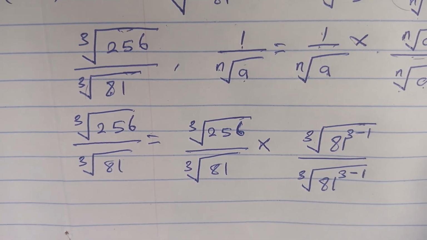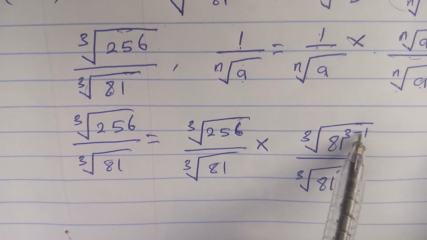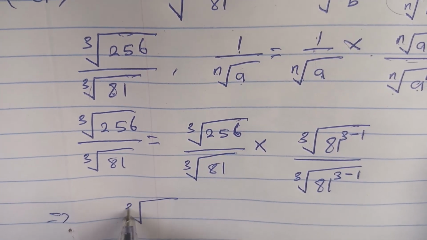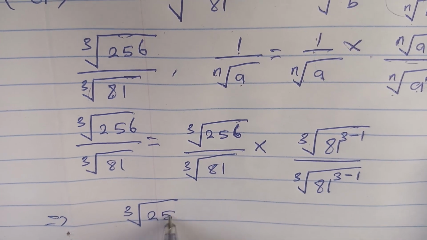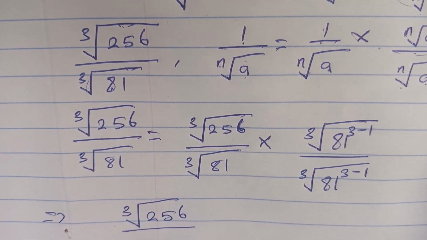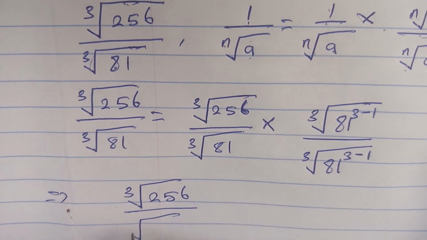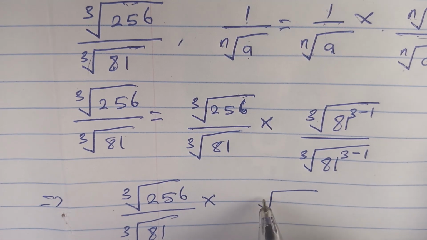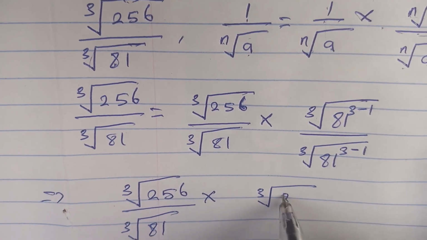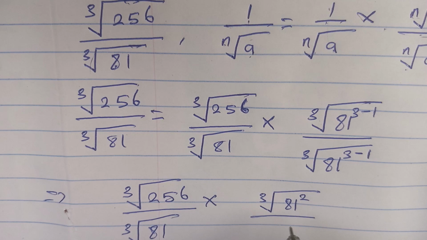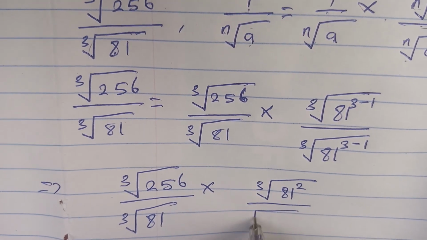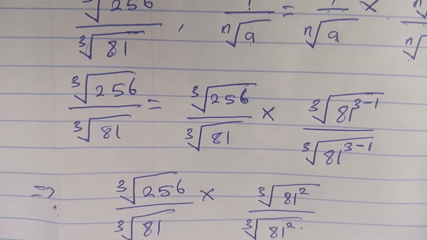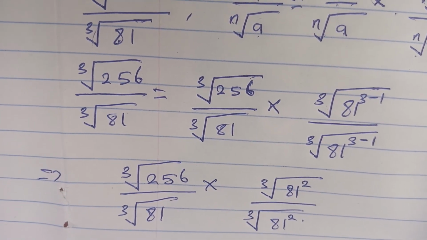So what then is the next step? The next thing to do is to subtract 3 minus 1. So from here, we have the cube root of 256 over the cube root of 81 times the cube root of 81 to the power of 2 over the cube root of 81 to the power of 2. So this is what we now have.